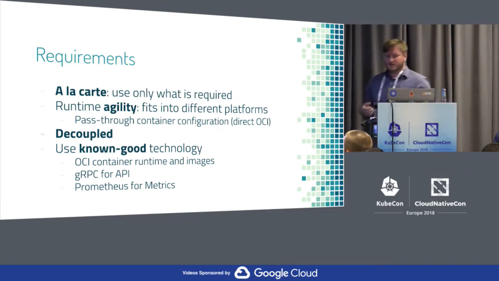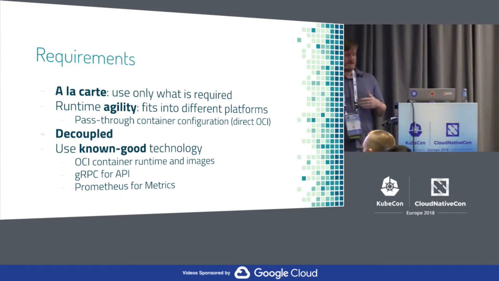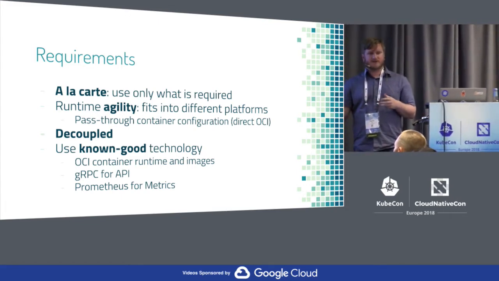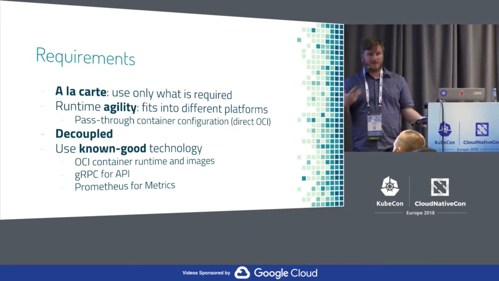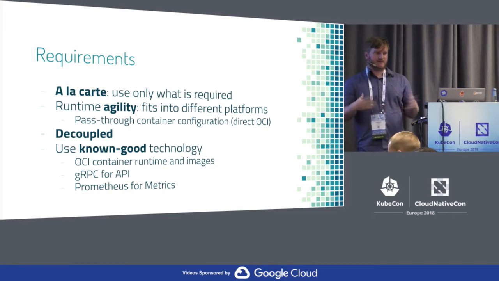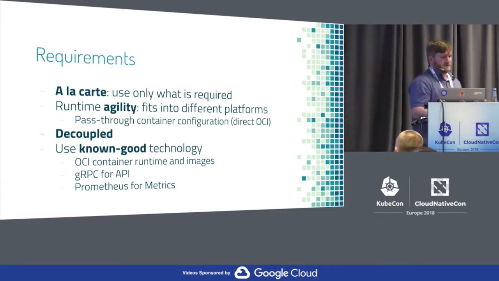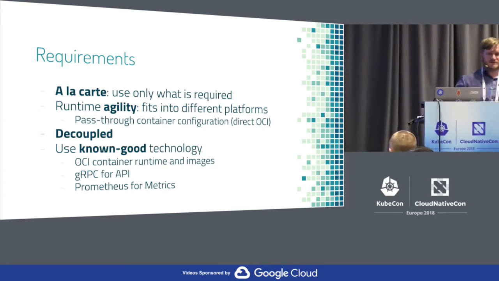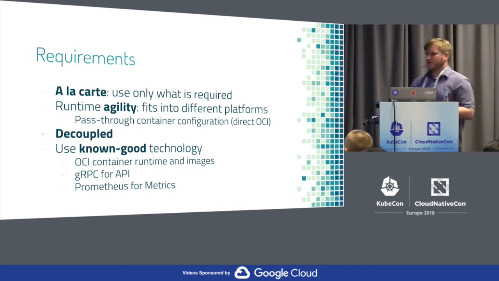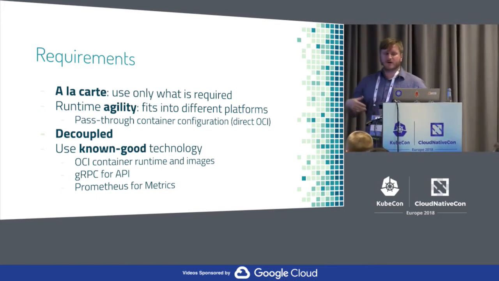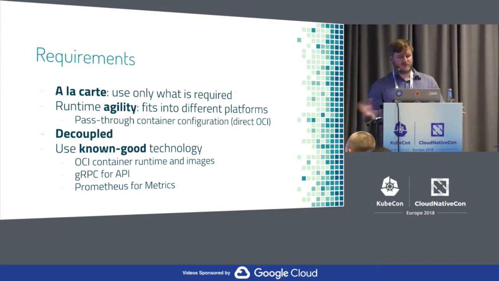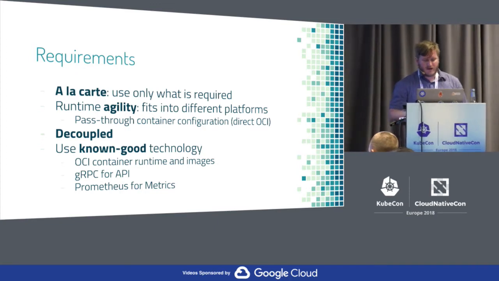It also has runtime agility, so that we actually pass through configurations in Containerd. So Containerd doesn't really know anything about runc. All it does is call a binary and hand it a configuration, and that's all it knows. And so what this means is you can drop in runc or crun or railcar or Kata Containers or even gVisor, which was announced something like 48 hours ago. So that all works because we've passed everything through.